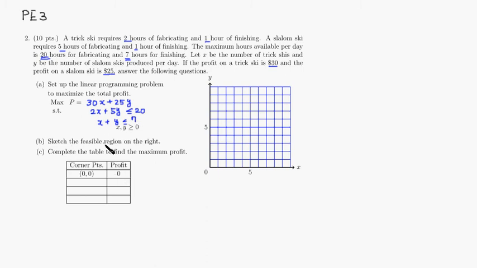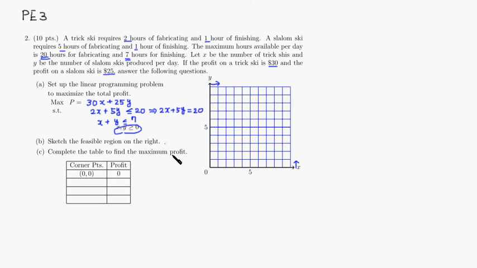So that's part A. Now let's sketch the feasible region. The first thing we're going to do is the non-negative constraints. x is greater than or equal to 0, which just means it has to be to the right of the y-axis. y is greater than or equal to 0, which means it's above the x-axis and on the axis too. Then look at the top constraint. I'm going to turn this into an equation: 2x plus 5y is equal to 20.